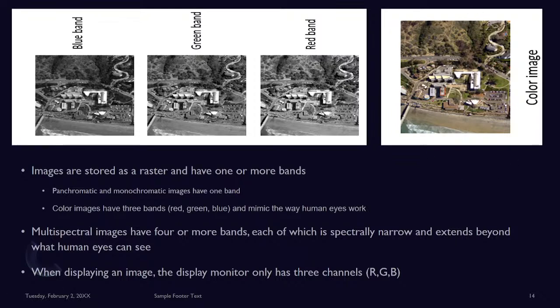composite image. Multispectral images have four or more bands, each of which is spectrally narrower and extends beyond what the human eye can see. An image can have 4 or 5 bands. Our image might actually have 6 or 7 bands, but the display monitor has only 3 bands. So out of those 6 or 7 bands, we can choose only 3 bands for display.